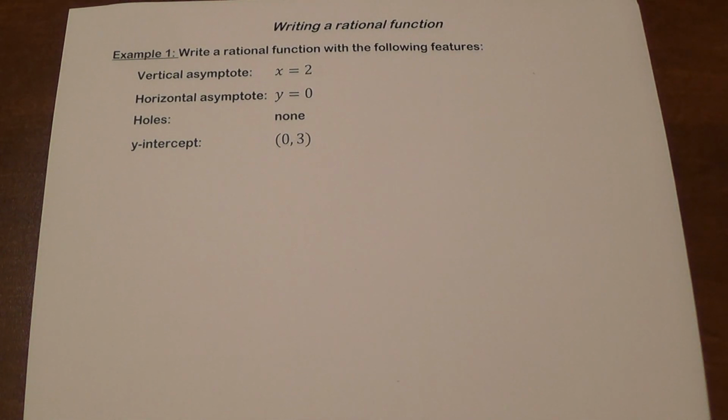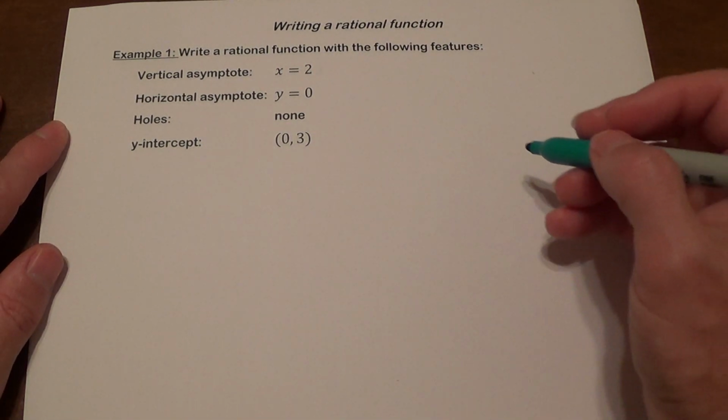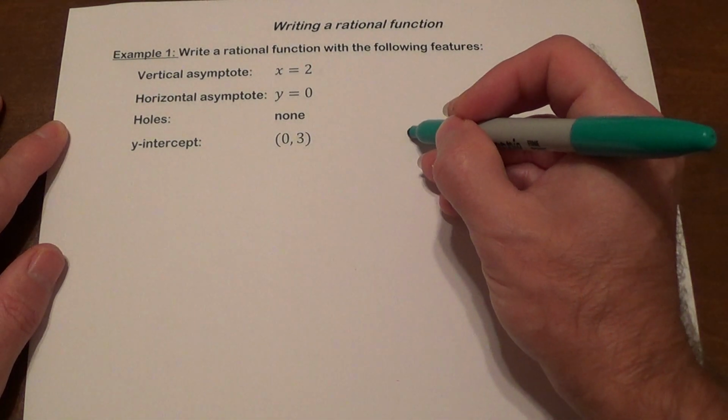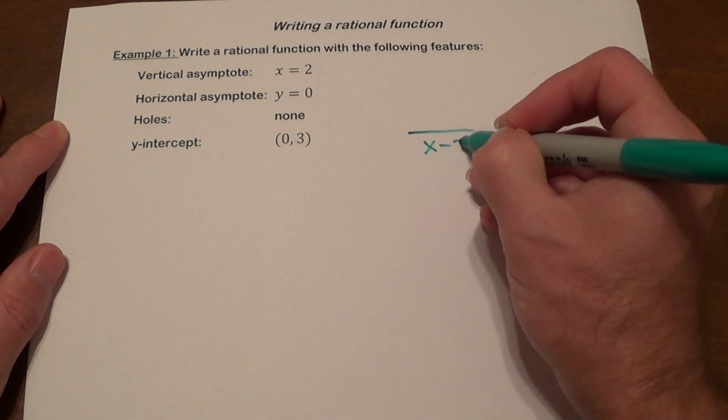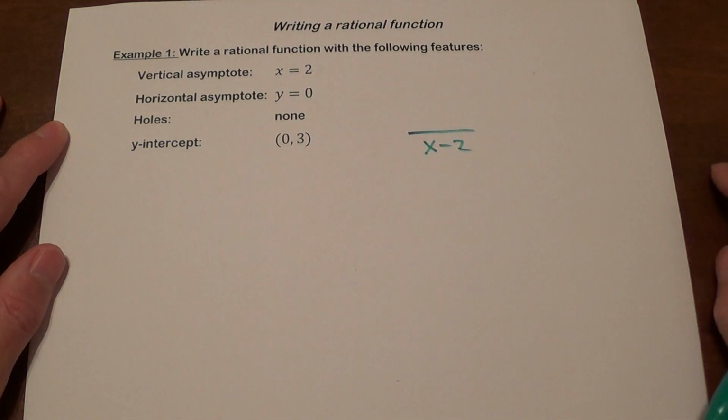What we want is a vertical asymptote at x equals 2, a horizontal asymptote y equals 0, no holes, and the y-intercept of (0, 3). Let's think how we can put it all together. If you want a vertical asymptote at x equals 2, that means the denominator has to be x minus 2, because that would make it an excluded value, right?